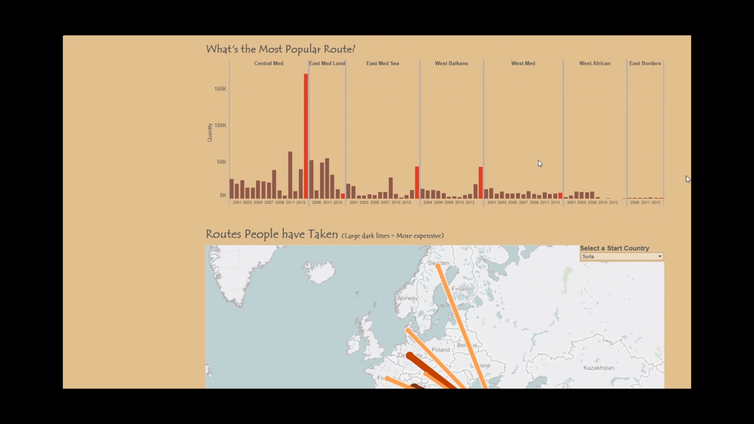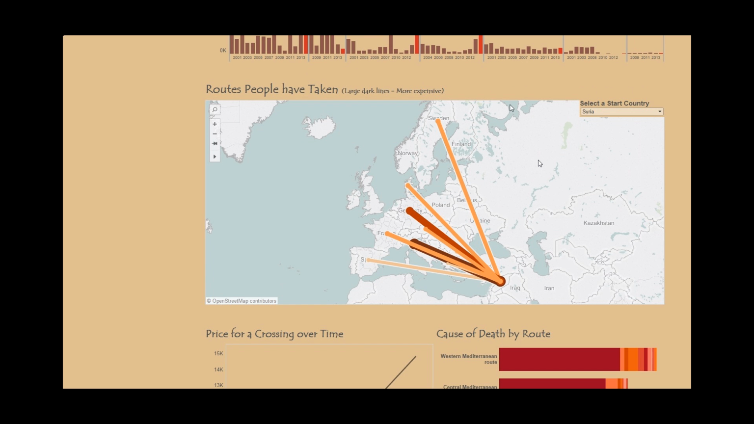And then here's a little map, and in it you can select the countries. So there's Syria, and these are data points of routes people have previously taken, sized and coloured by how expensive the journey was, by average price in euros. I converted all the currencies to euros. Going to Germany was by far the most expensive. Going to Spain, not too bad, 7,000.